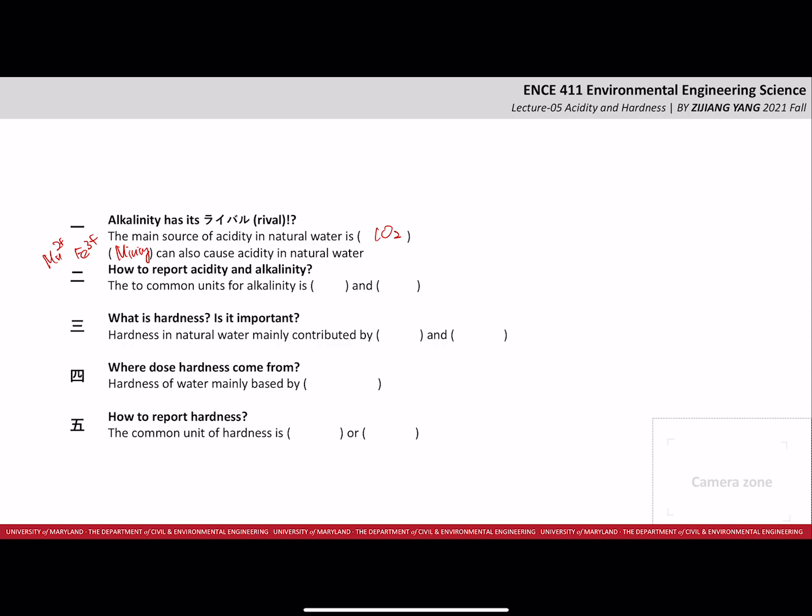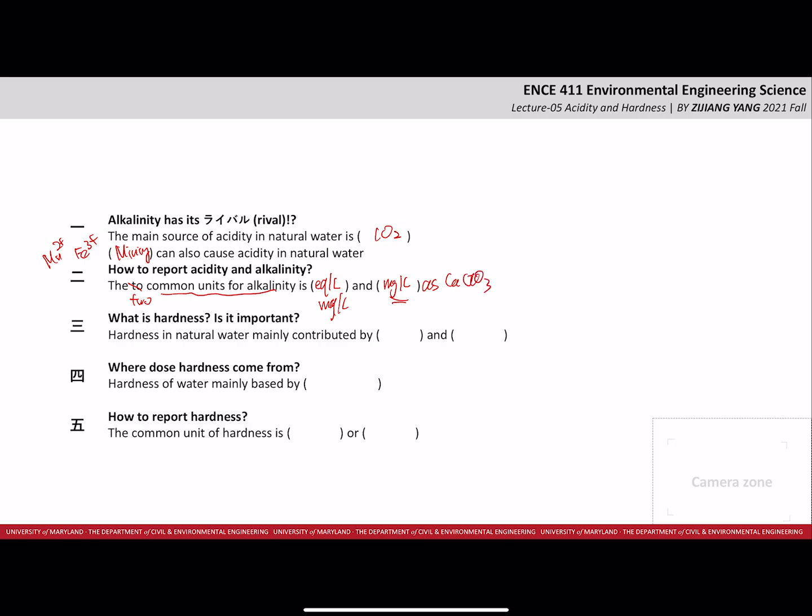And also how to report acidity and alkalinity. The two common units for alkalinity are milligram per liter, right? Yeah, milliequivalents per liter. And this one, is that correct? No, as, right, as calcium carbonate.